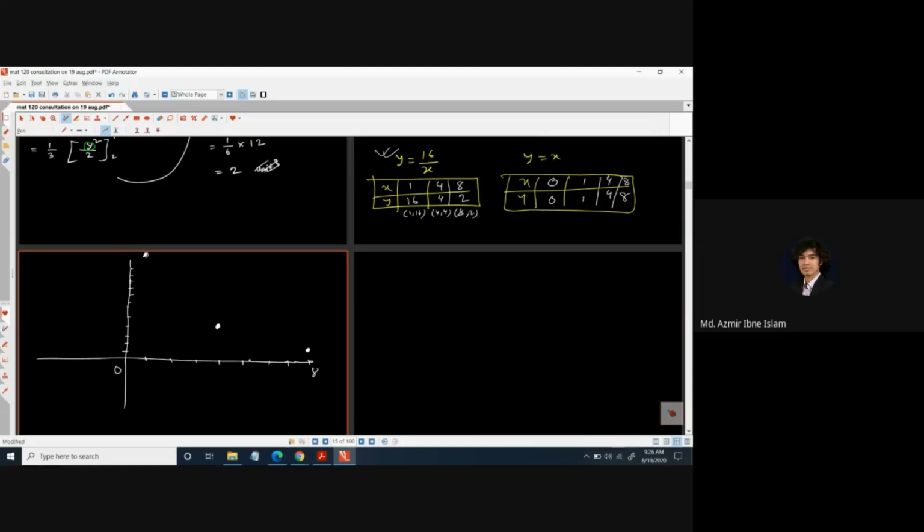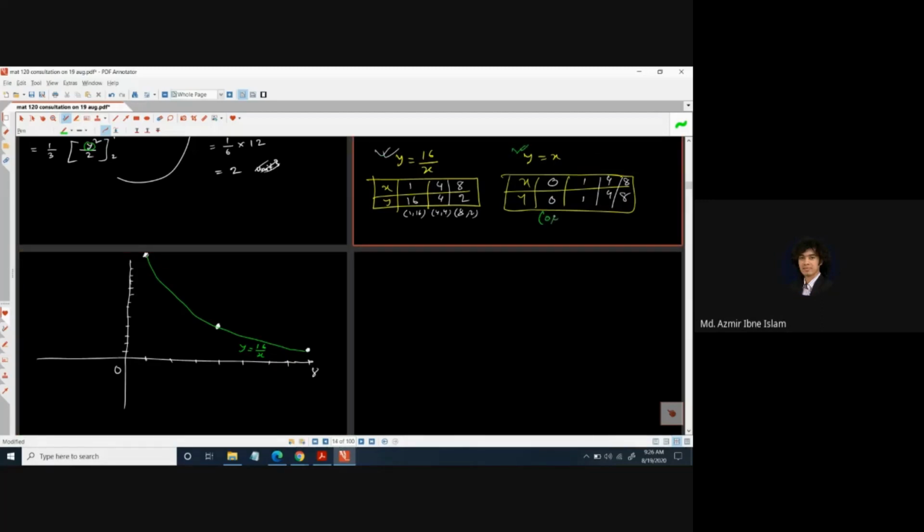Can you understand the location? So the curve that we will find by joining these 3 points will be this one. This is y equal to 16 by x. Okay? Any problem? No, sir. We have this figure.